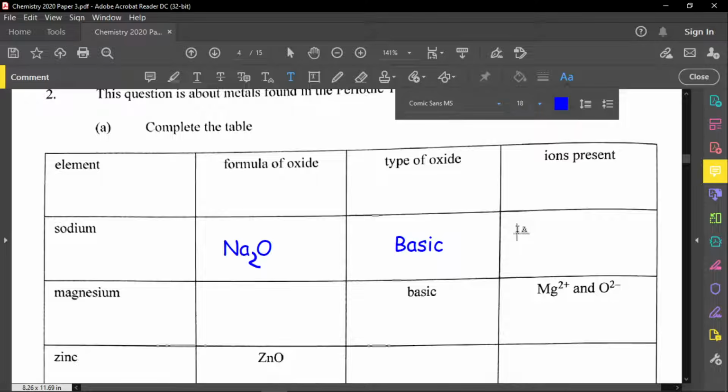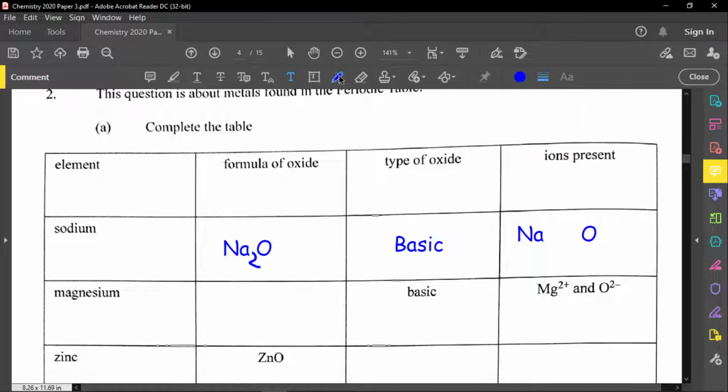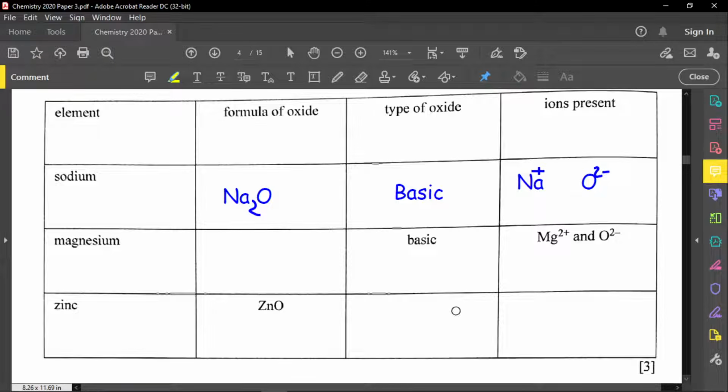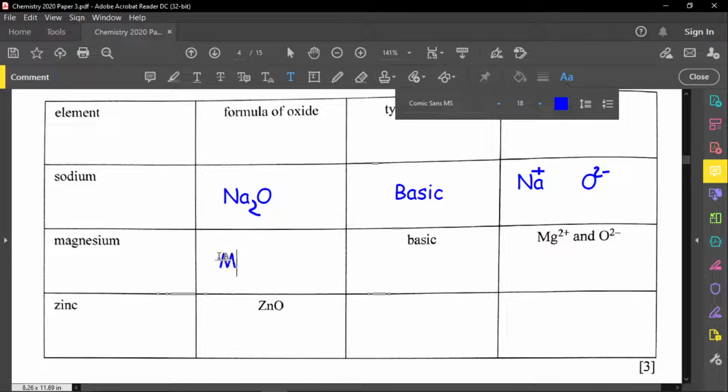So here it's going to be Na, and it also will be O. But let me put on the charges. So this will be Na+, and oxygen will be 2-. All right, so good. Now going on to the other metal, which is magnesium. So magnesium to form magnesium oxide will be MgO, and those will be the ions present there. Notice a positive 2 and negative 2. That is why there's one magnesium and one oxygen.